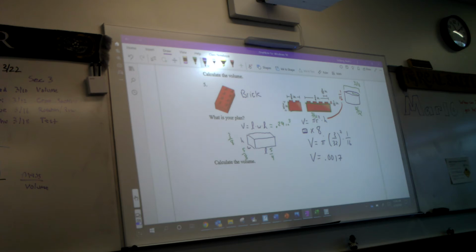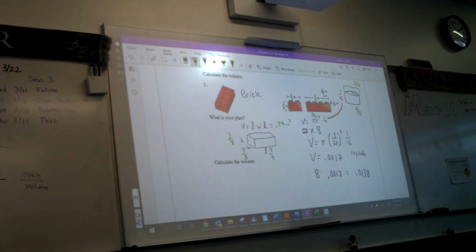Alright, when I put that in my calculator, guys, I got the volume of one of those little cylinders is 0.0017. How many of those do we have? So that's just for one cylinder. So if I'm doing 8, I'm going to times that by 0.0017. And that's going to give me 0.0138.